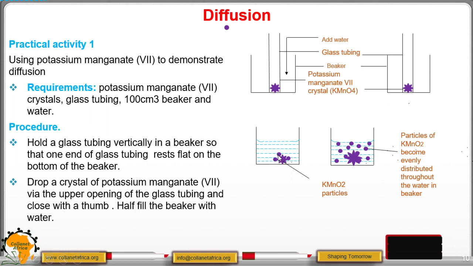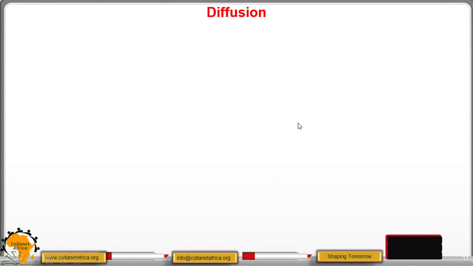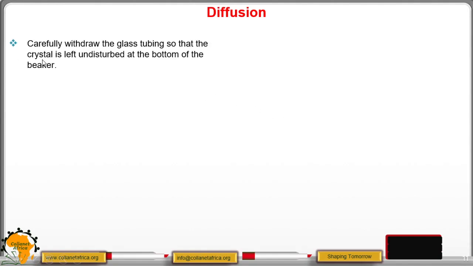After some time, you remove the glass tubing, and you will expect the particles now to break from the crystals, and they are being distributed throughout the water in the beaker. Having done that, you have to carefully withdraw the glass tubing so that the crystal is left undisturbed at the bottom of the beaker.